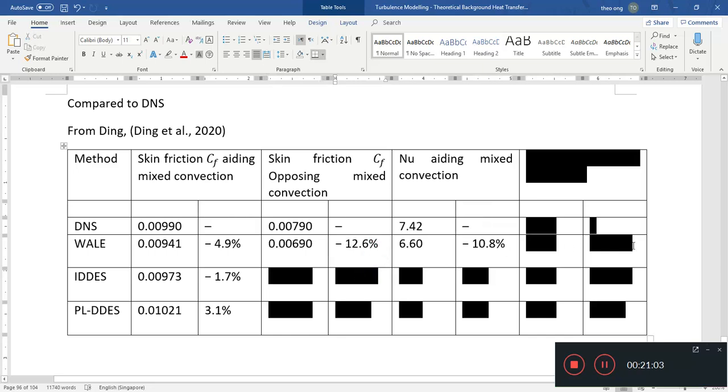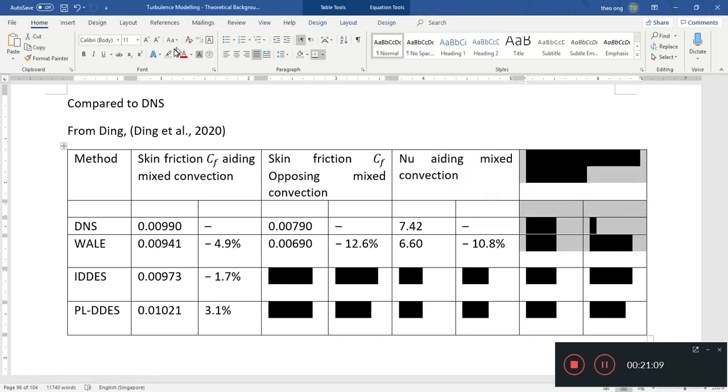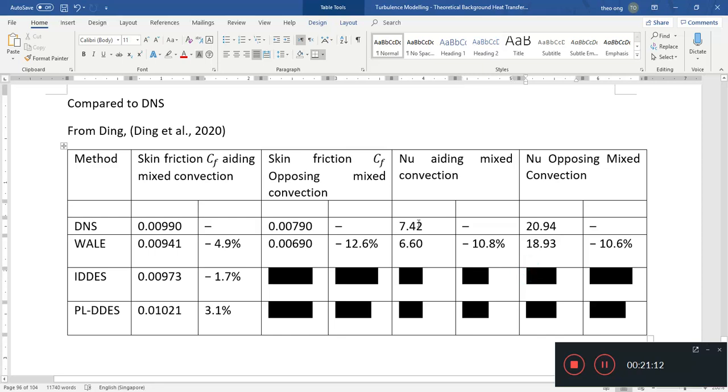So this is aiding mixed convection. Now look at the opposing mixed convection. See how much the Nusselt number changes. Look at this. This is a 7.42, and then for opposing mixed convection, your Nusselt number actually jumps up by about 2 to 3 times, just because it's an opposing mixed convection case. So this is a very, very interesting phenomenon you see here.